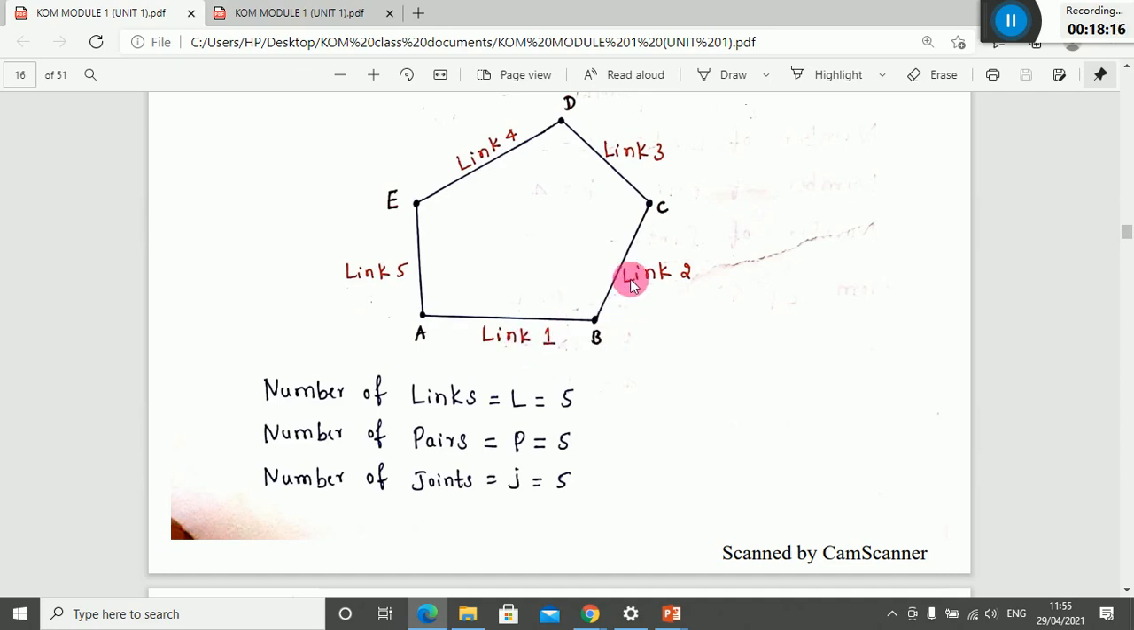And between 2 links there is a joint. Remember, this joint is called a revolute joint or rotary joint. It means link 2 can freely rotate about this point with respect to link 1. Link 1 also can rotate if it is not fixed. It means link 3 can also freely rotate about this point C. So all joints are called revolute joints or rotary joints. L is 5, P is also 5, J is also 5.